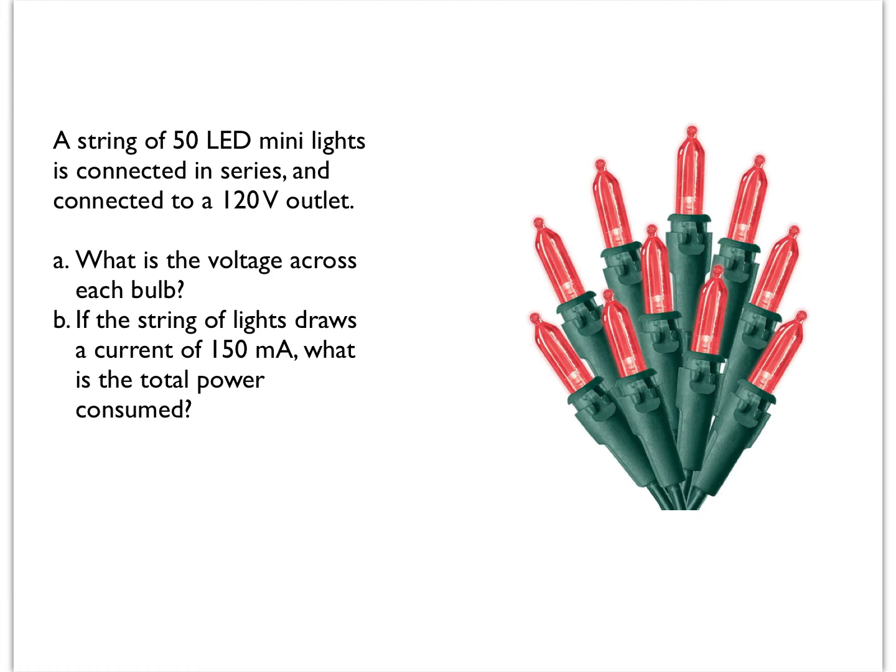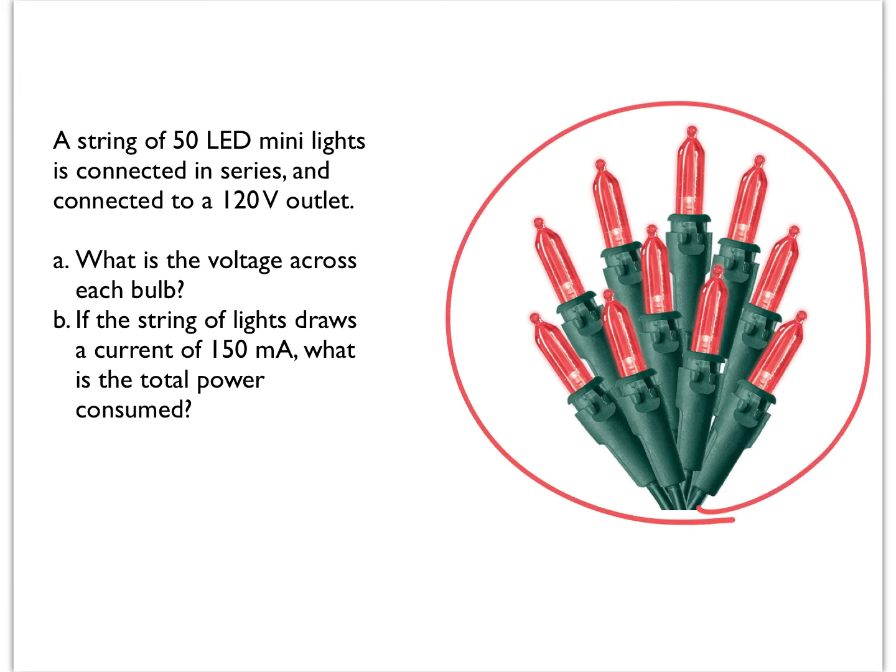Now, another thing that can be connected in series is things that dissipate energy, like the LED mini lights that you've seen. If you have a whole bunch of lights in a string, they're actually connected in series. Typical numbers would be 50 LEDs connected in series and connected to a 120 volt outlet. We can work out the voltage across each bulb. It's basically shared among them. And we can also work out the total power. Those are a couple things we'll do in class.